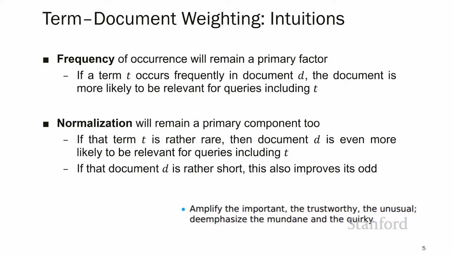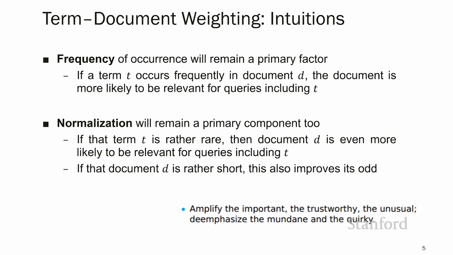But for now, perhaps the two most prominent intuitions for term document weighting are connected to our first unit's discussion of frequency and normalization. In particular, if a term T occurs frequently in document D, the document is more likely to be relevant for queries that include the term T, or so is one of our intuitions. In terms of normalization, if that term T is quite rare, so if it occurs in only a few documents overall, we take that as a stronger signal that document D is even more likely to be relevant for queries including T.